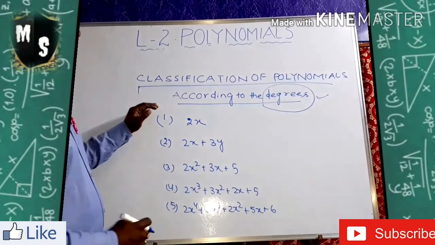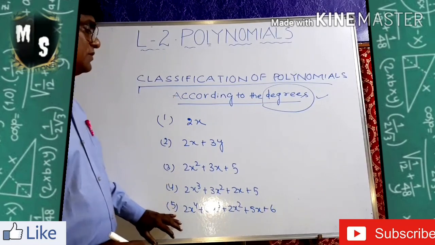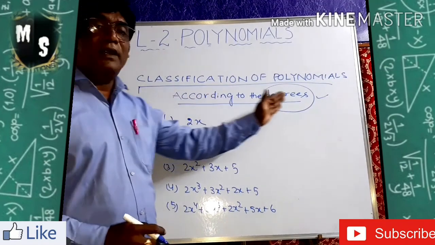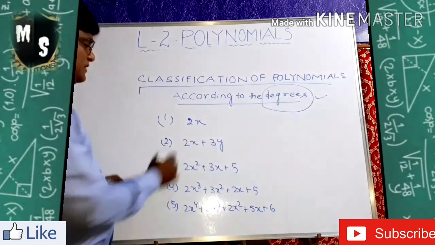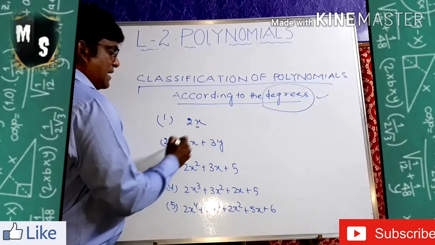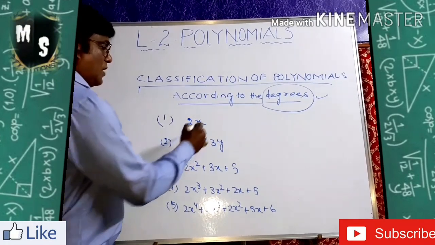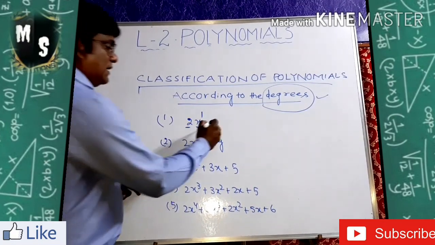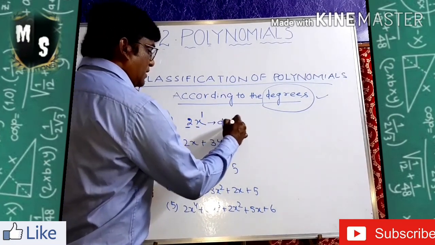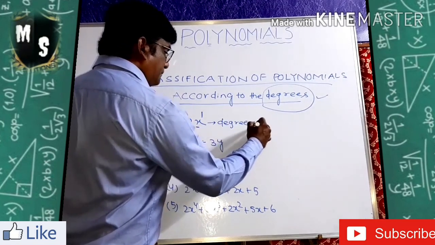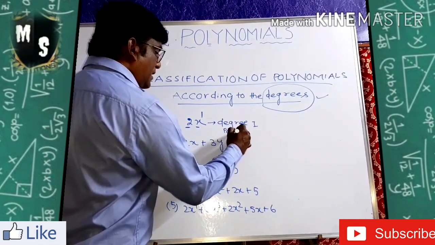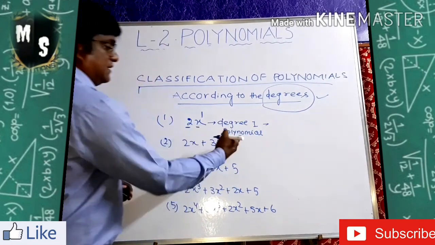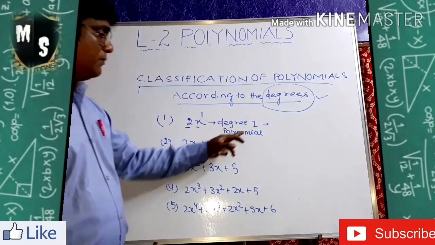Clear? Understood? So I wrote some expressions of polynomials for you. I am now going to classify them according to their degrees. In the first expression, the variable is x and the number is 2. So the variable has power 1. It is called a degree 1 polynomial. Why? Because a monomial can be expressed as a polynomial. So I am writing here degree 1 polynomial.